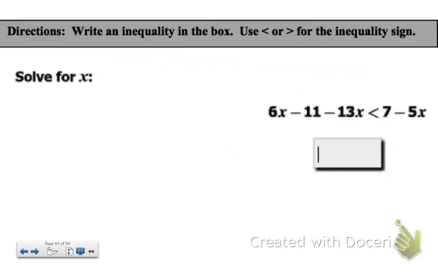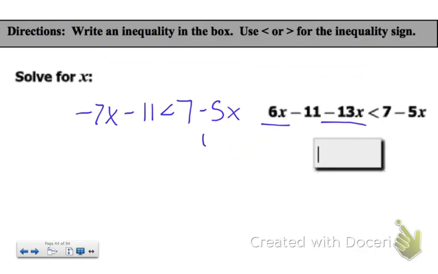Okay, solve for x, and you're going to type your answer in. So you're just going to try to get all the x's together, then get x by itself. The first thing we have to do is combine like terms on each side. 6x minus 13x becomes negative 7x minus 11 is less than 7 minus 5x.